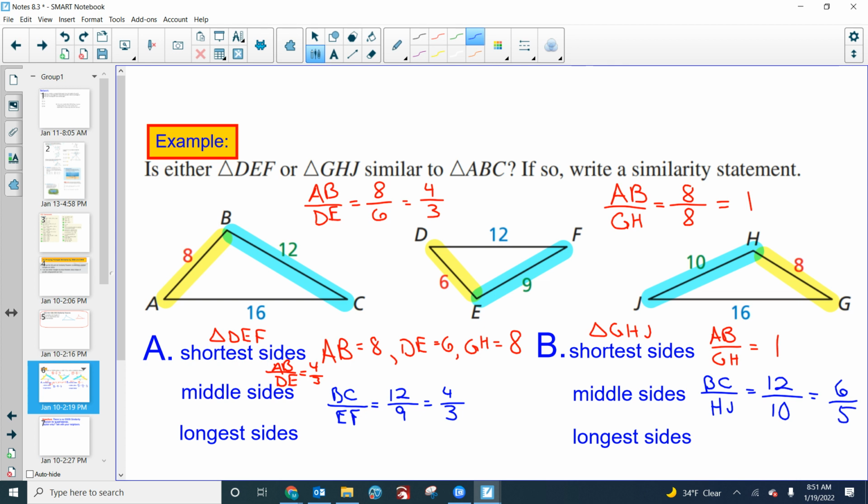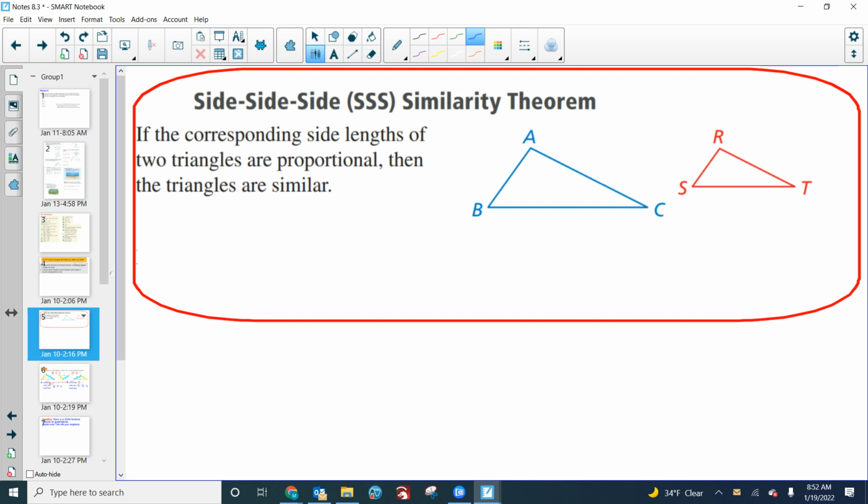And I could actually stop that part of the problem right now and say that triangle ABC is not similar to GHJ. The ratio of their smallest sides was 1. The ratio of their middle sides was 6/5. The ratios would need to all be the same between small to small, medium to medium, big to big. Whether it's 2 to 1, 3 to 2, whatever it is, they have to stay the same between all three sides. Does that make sense? That is SSS similarity. Quick refresher. The corresponding side lengths of two triangles are proportional. Okay?